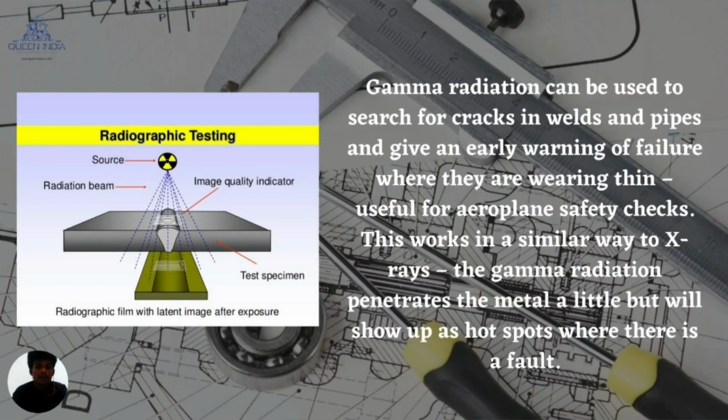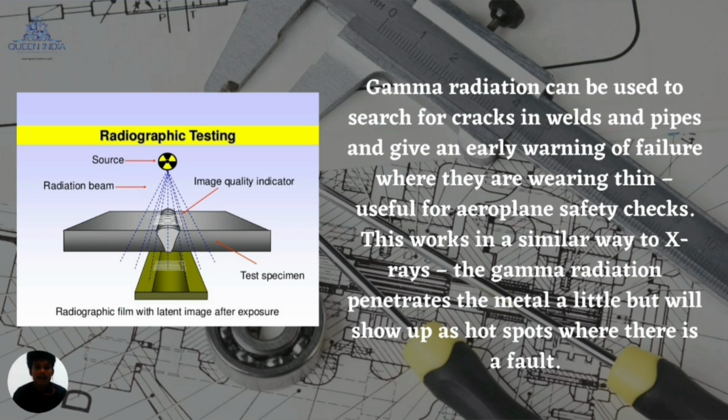Now let us see a radiographic testing of a material using gamma rays. Gamma radiation can be used to identify cracks in welding and pipes. By using this testing, we can give an early warning of failure. This process is also used in aeroplane safety checks. The gamma ray works in a method similar to X-rays. Gamma rays also produce dark spots when there is a fault.